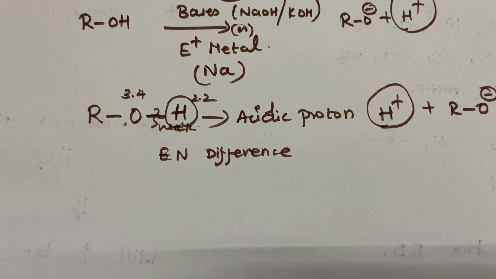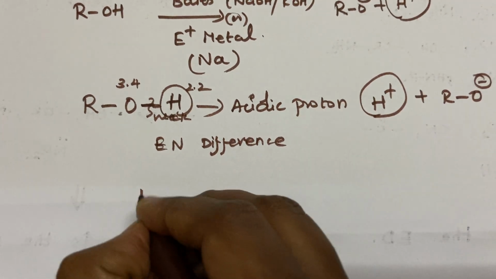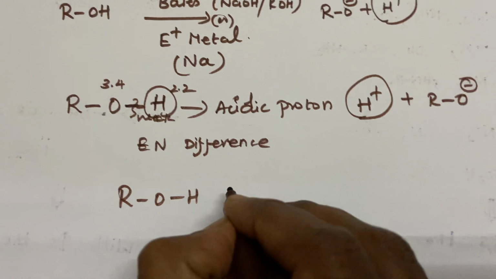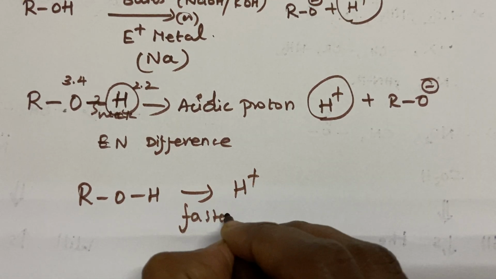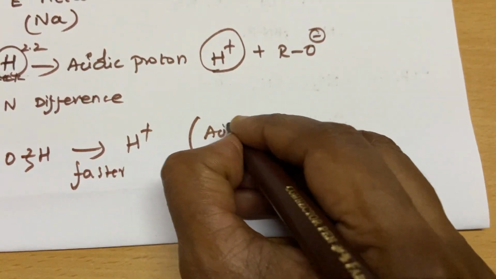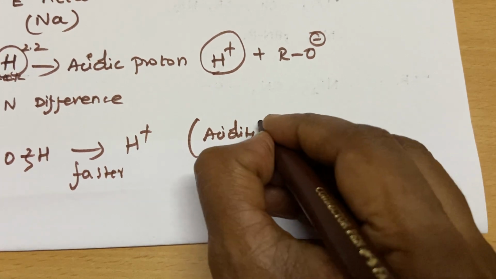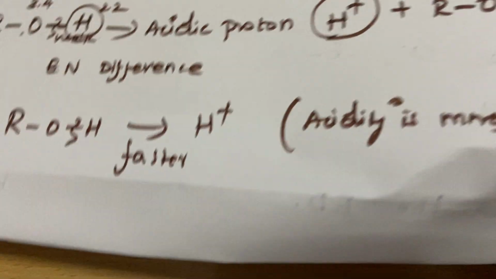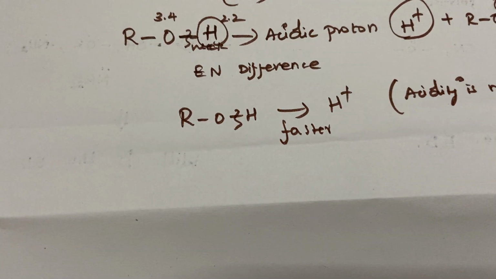So how to compare the acidity? The faster this reaction happens, the faster the proton is removed from the alcohol. If this cleavage occurs very fast, we say the acidity is more. They will give you a series of molecules and ask which is least acidic and which is more acidic. So how to compare it?